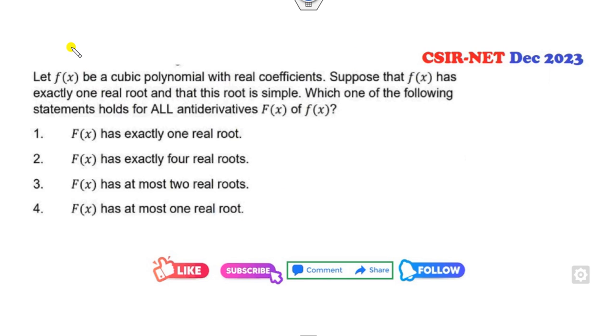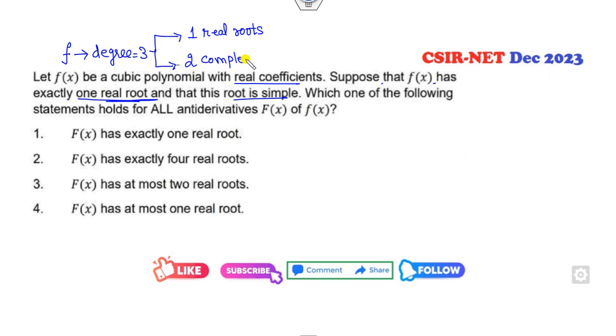Okay, look at that. f is a polynomial of degree 3 with real coefficients. Suppose f(x) has exactly one real root, that root is simple. So it means it has only one real root. It may be positive or it may be negative. So what does it mean? The two roots are complex roots. Fine. Then which of the following statements hold for the antiderivative?